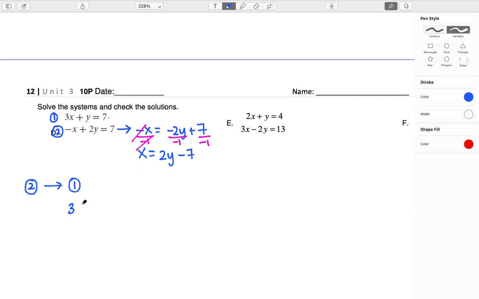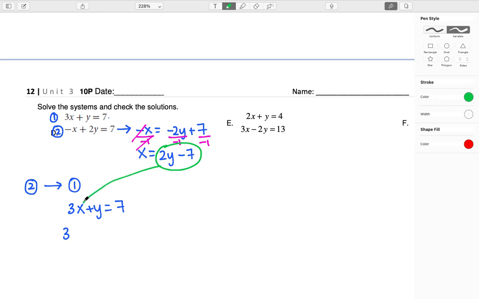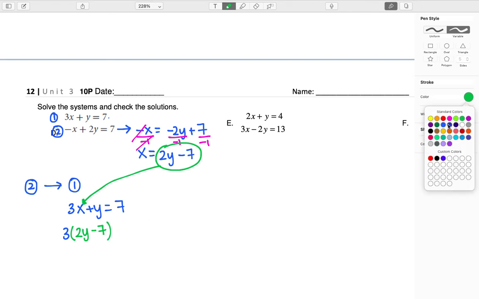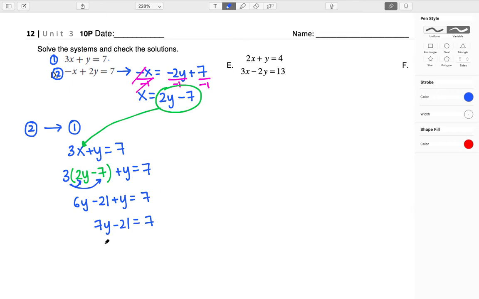So equation 1 is 3x plus y equals 7. So this time, I'm going to plug in x is 2y minus 7. So that's what I'm going to plug in for x. So 2y minus 7, and then plus y is equal to 7. And then don't forget the distributive property. Collect the like terms. And I'm going to move negative 21 to the other side. So it becomes 28.